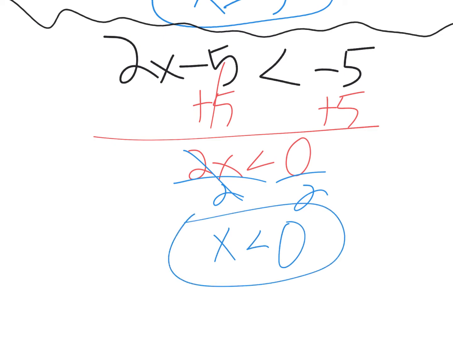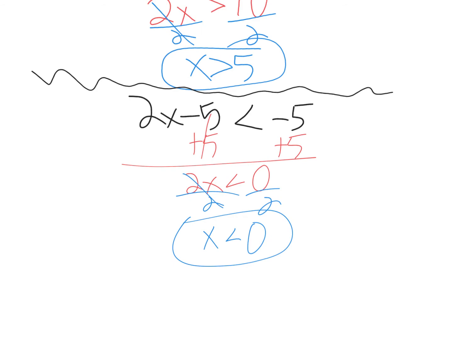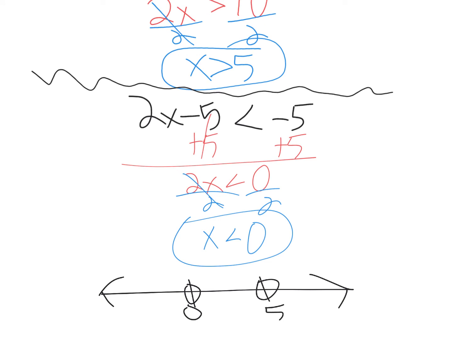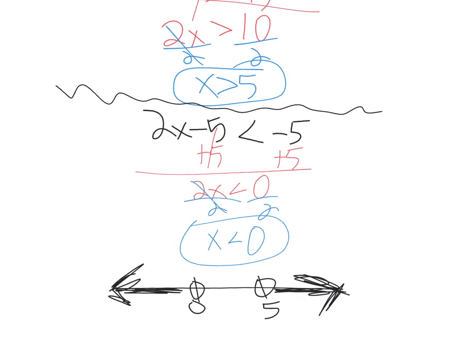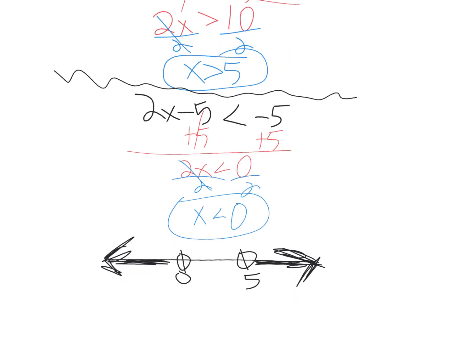So I have my two answers as x is greater than 5 and x is less than 0. If I were to plot that on a number line, I'd use an open circle at 0 and an open circle at 5, because those inequality signs were not underlined. There's no or equals to option. And so x is less than 0 shades to the left, and x is greater than 5 shades to the right. So it's going in two separate directions. That's basically what's happening in this OR problem.